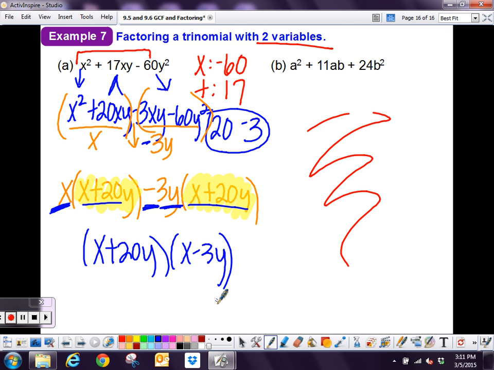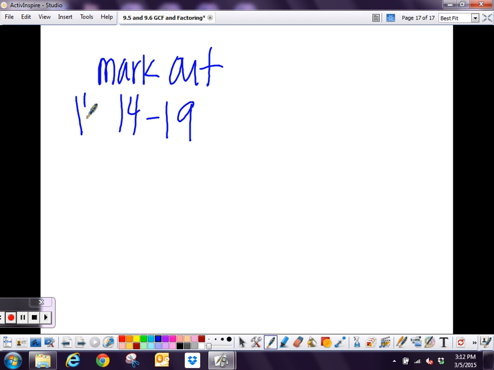So for the homework, please make sure that you're doing every single step on the homework. I am going to leave a note for the sub, but what I do want y'all to do on this homework, I want you to mark out numbers 14 through 19. So you're going to mark out number 14 through 19 on your homework. Everything else you're going to do.